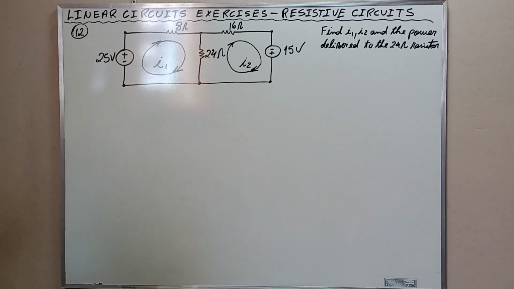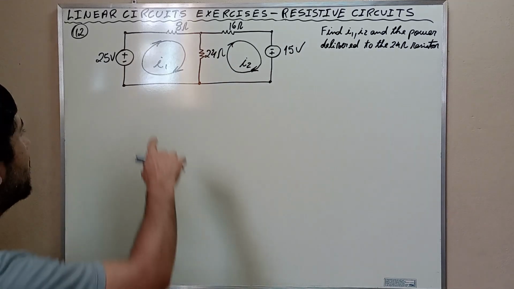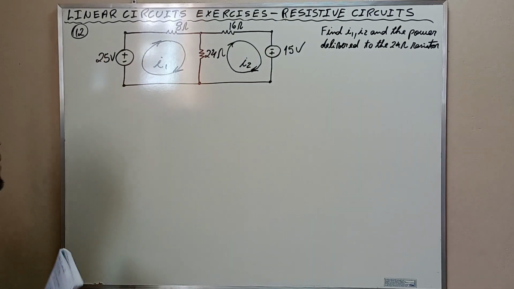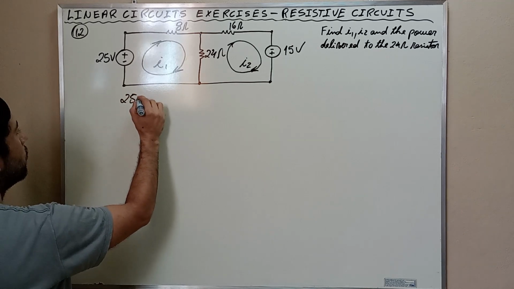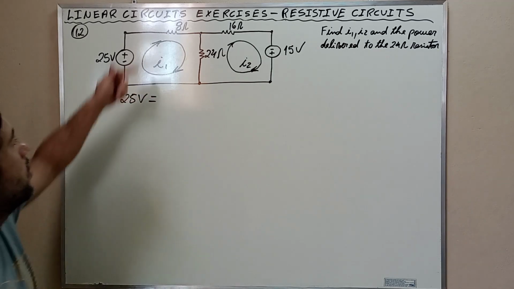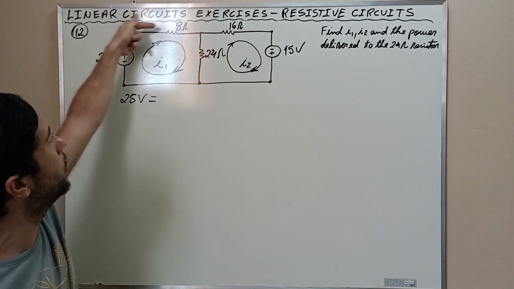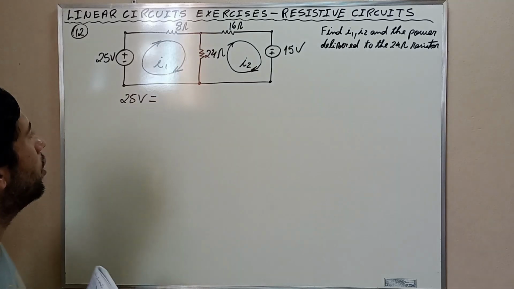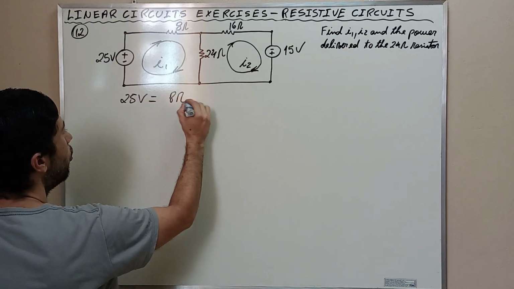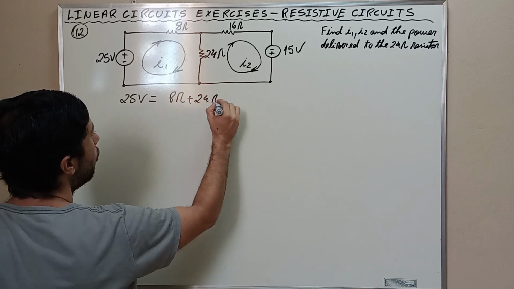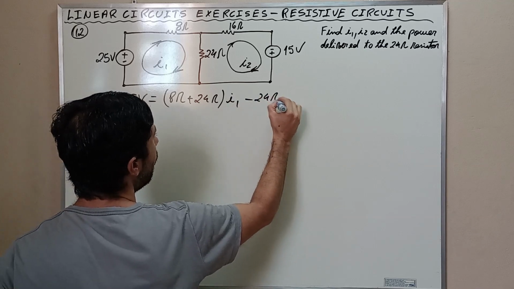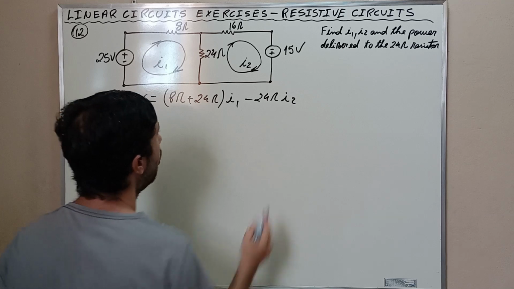To solve this, we are going to use mesh equations. Let's write the mesh equations. Take a look at the loop of I1. There is going to be a voltage rise here. 25 volts is going to be equal to the voltage drops here. When I1 passes here, it causes a voltage drop. When I1 passes here, it causes a voltage drop. So it is 8 ohms plus 24 ohms times I1 minus 24 ohms times I2.